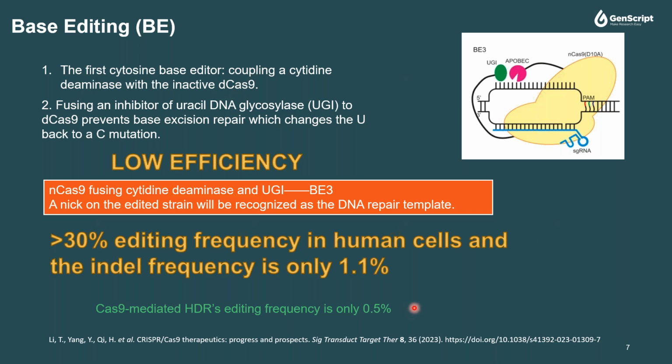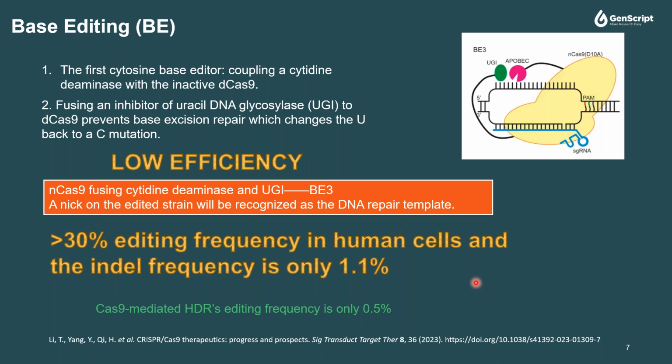The first cytosine base editor is coupling cytidine deaminase with the inactive dCas9. They didn't use nCas9 at the beginning. And fusing an inhibitor of uracil DNA glycosylase to dCas9 prevents base excision repair, which changes the U back to C mutation. That's how they found the need to fuse a UGI to increase the efficiency.